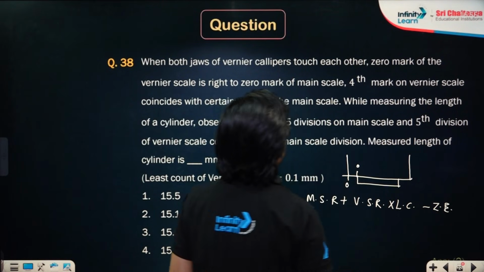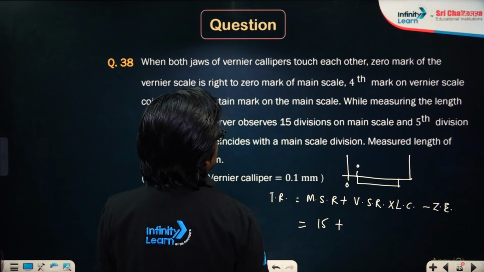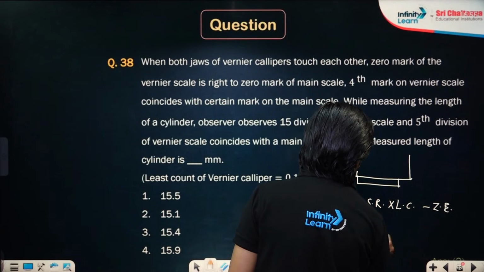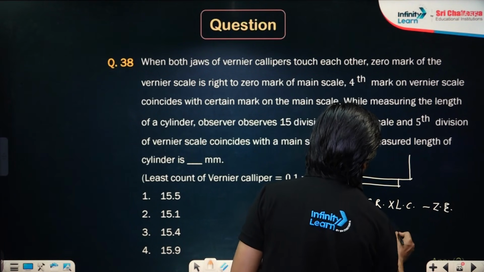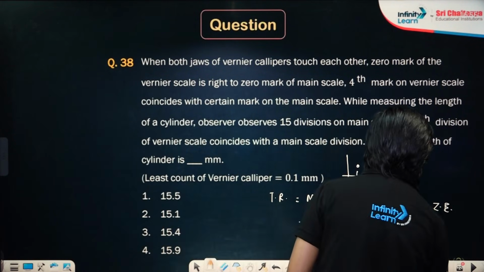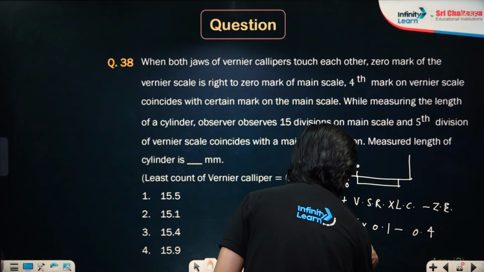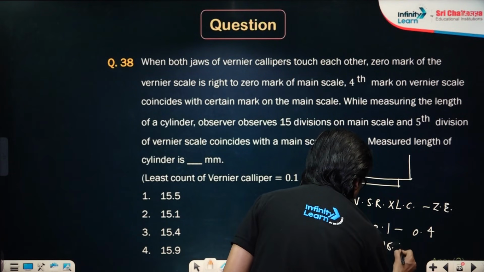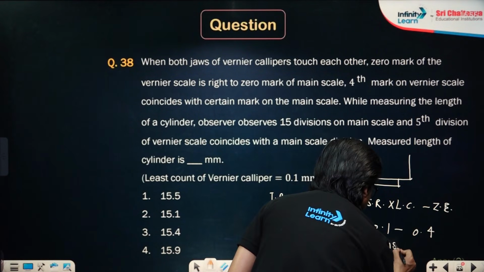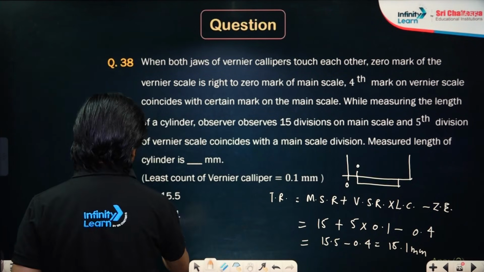What is that main scale reading? 15. Okay, so 15 millimeter. Vernier scale reading. Okay, so how many of them? Fifth division of vernier scale coincides with main scale. So 5 into 0.1 minus 0 error, that is equal to 4 divisions of vernier scale, so minus of 0.4. Now you can write 15.5 minus 0.4, that is equal to 15.1 millimeter. Okay, so this is equal to 15.1 millimeter, that will be the answer.